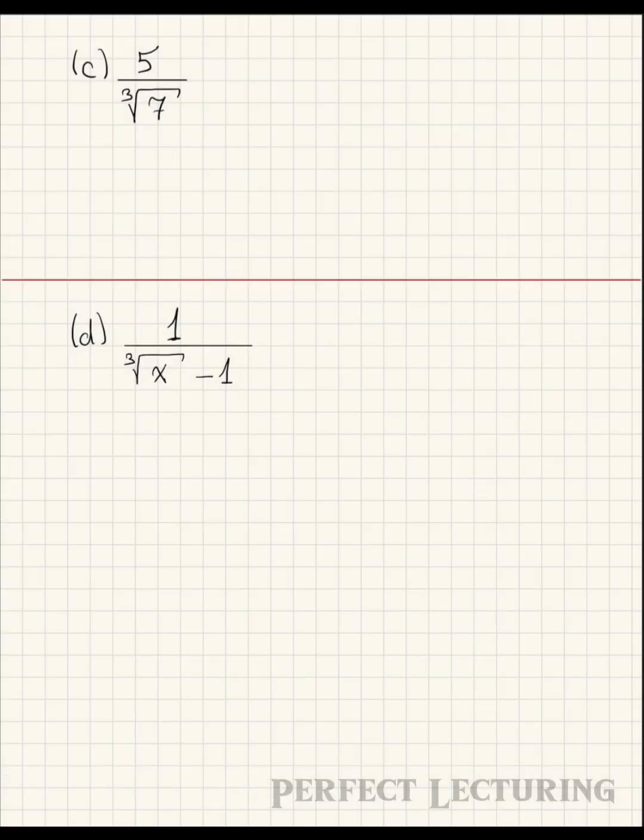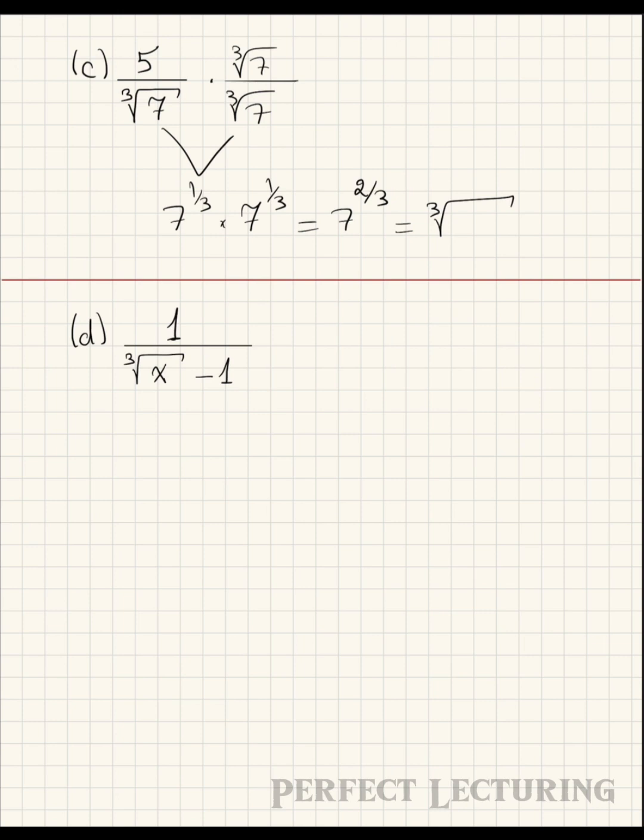What about part C? Now this is a cubic root. If we multiply up and down by the cubic root of 7, this is not going to do the work. Why? Because if you look at the denominator, the cubic root of 7 means 7 to the 1/3. If you multiply it by 7 to the 1/3, that is 7 to the power of 2/3, and this is what? This is the cubic root of 7 squared, that is 49. So we are still stuck with the radical, which means this is not the conjugate in our case here.